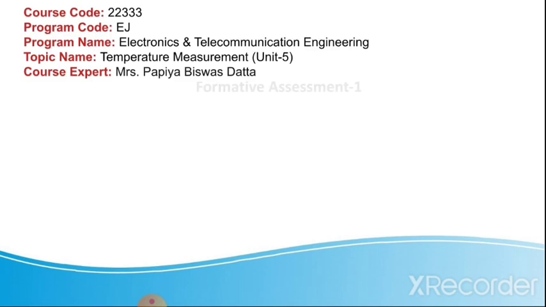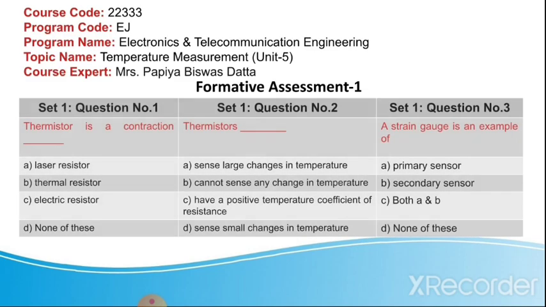Now let's just take a minute and try to answer these questions. Thermistor is a contraction of which type of resistor? Thermistors provide what, and a strain gauge is an example of what?